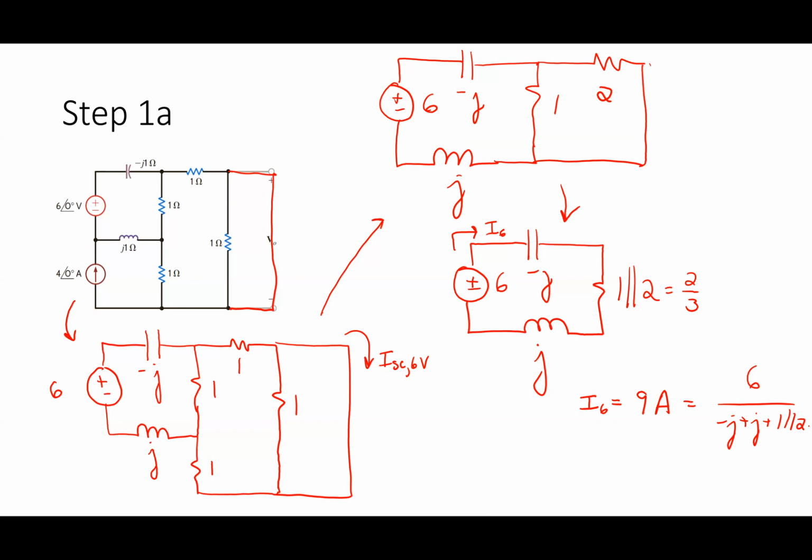Is that the current I wanted to find? No, it's not. Where is it back in the original circuit? Well, the original circuit really is not this top one. I guess this is the original circuit, but the original circuit we were looking at was the bottom one here. So I6 is here.